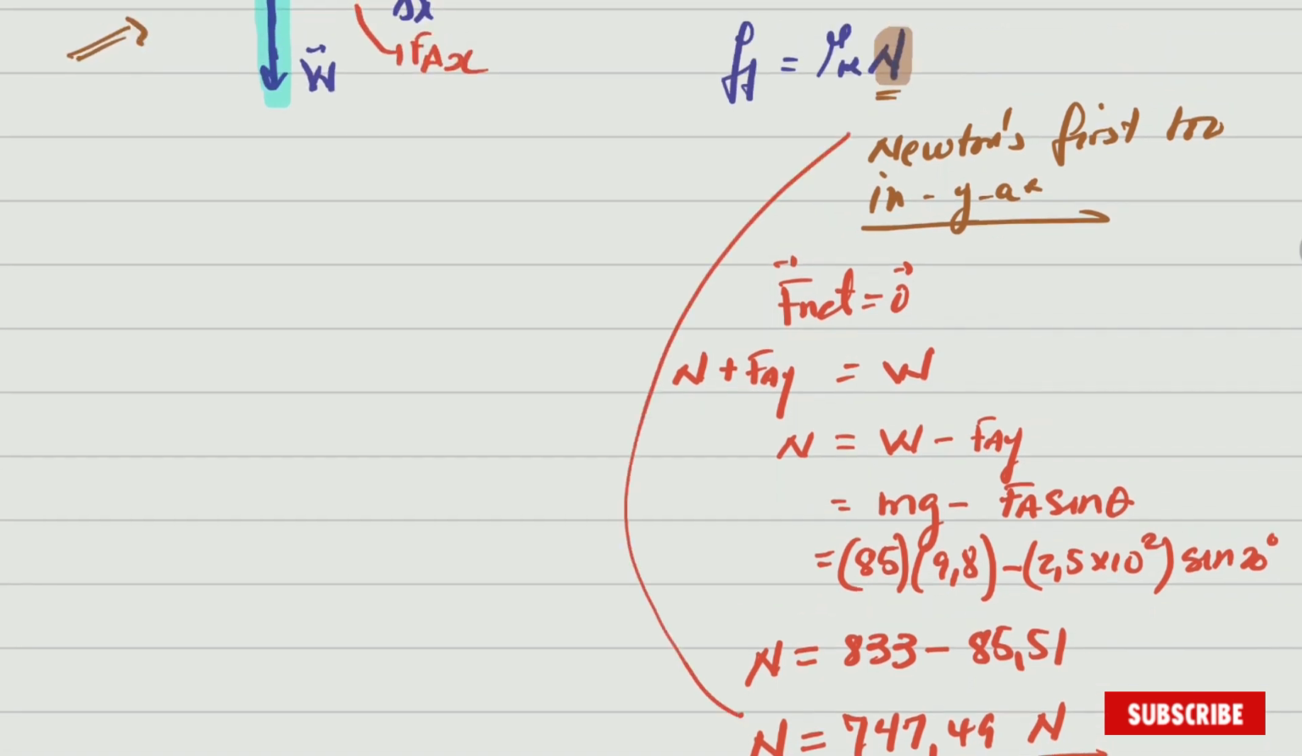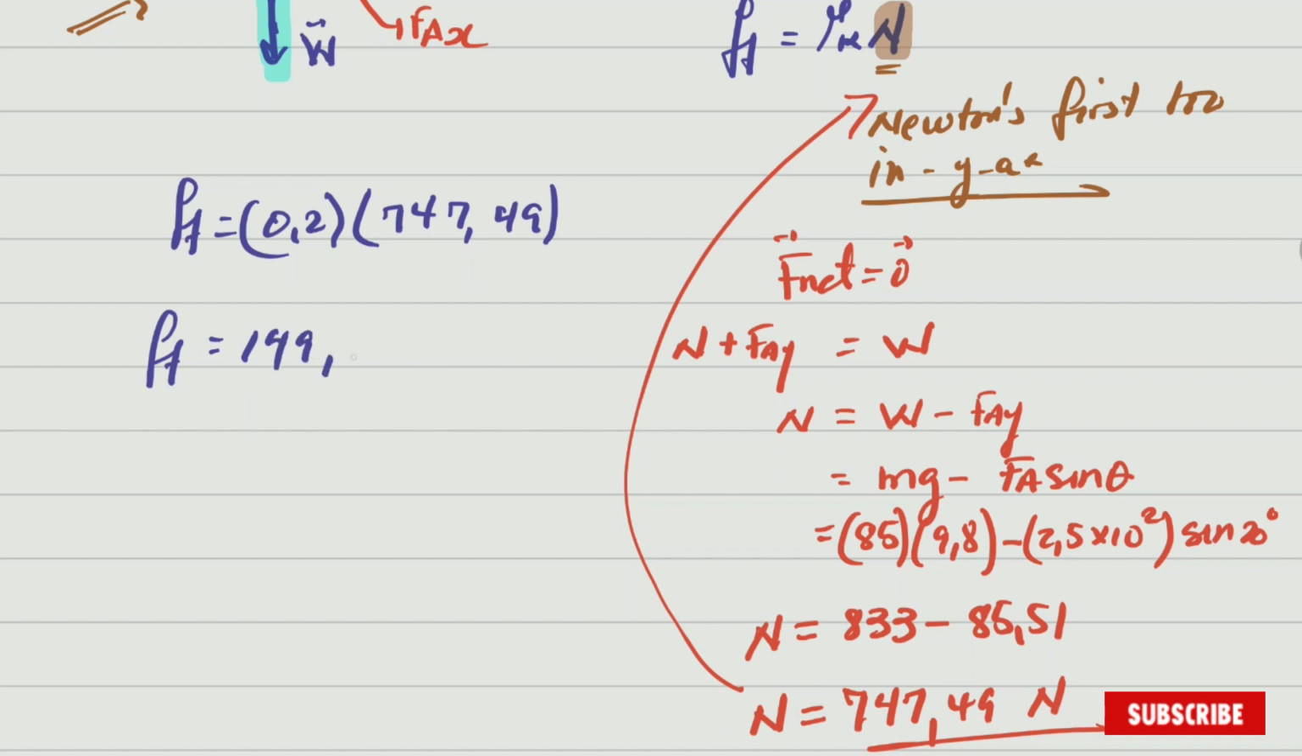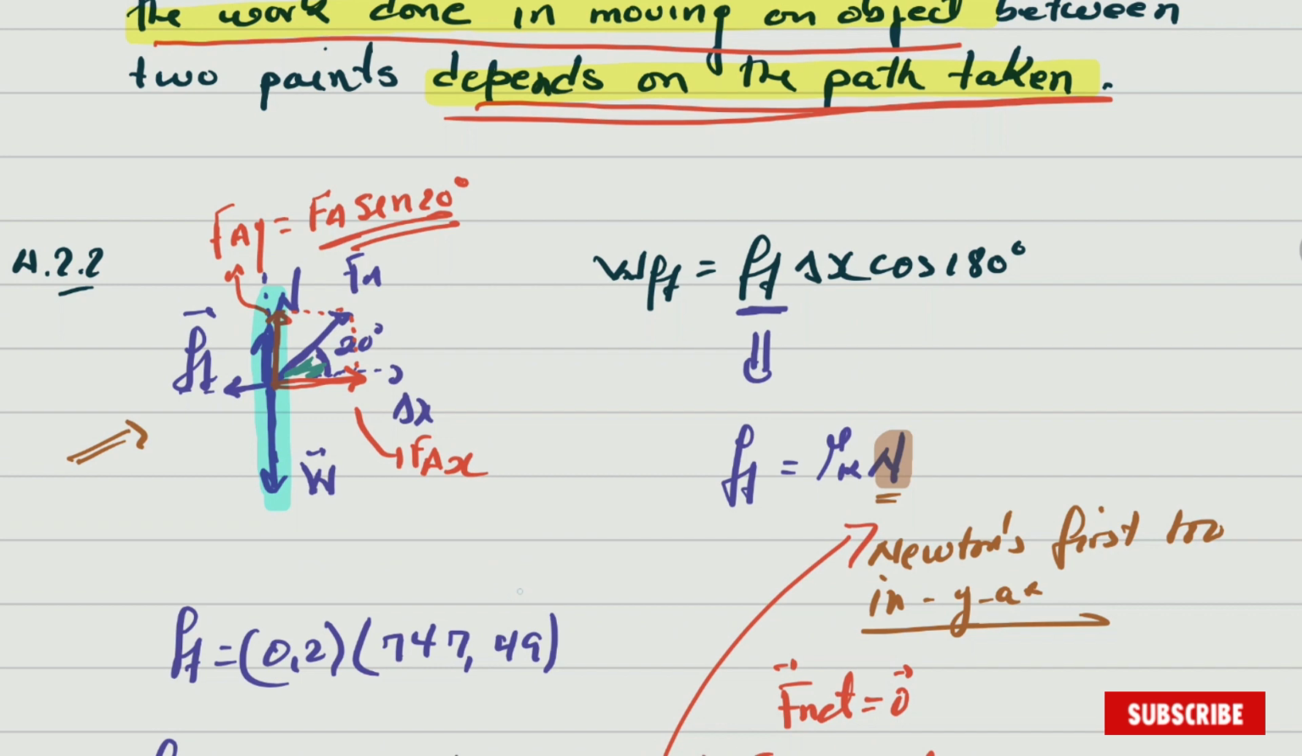So we are going to substitute this normal there to calculate the frictional force. We have that the frictional force is equal to the kinetic coefficient of friction, which is given to us and equal to 0.2, multiplied by the normal, which we just calculated, 747.49. And then when you calculate this, the frictional force is going to be equal to 149.498 newtons.